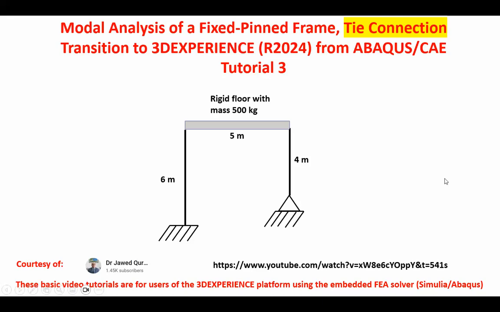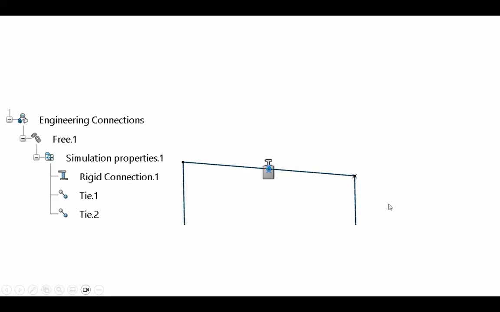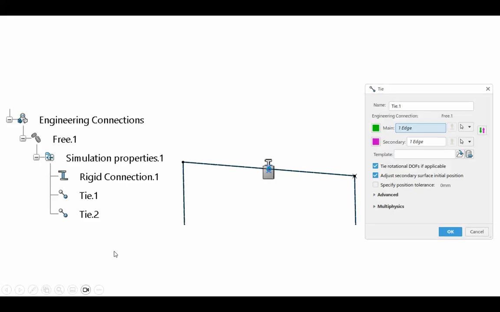Okay, so here's the situation. We are assuming, as in tutorials 1 and 2, the beam is rigid. And of course, we're going to replace it with a rigid beam and, of course, a lumped mass. Lumped mass of, in this case, 500 kilogram. And then we have to create tie connection between the horizontal beam and the vertical column, both on the left and on the right side. And you see it here in the tree.